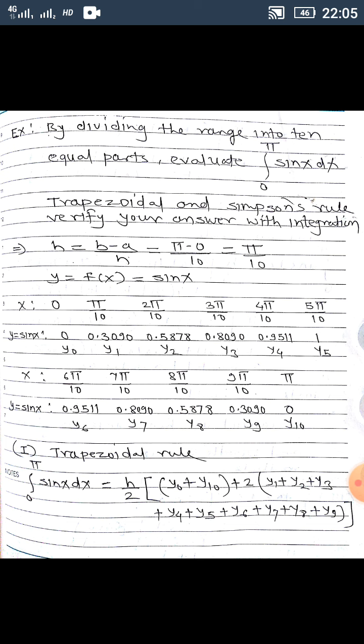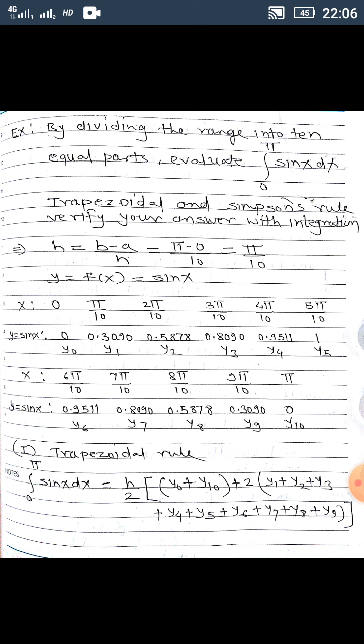Some answers will be repeated here because it is symmetric. So sin 8 pi by 10 is 0.5878, sin 9 pi by 10 is 0.3090, and sin pi is 0. So for different x values from 0 to pi, we get different y values after substituting. First is y0, y1, y2, y3, y4, y5, y6, y7, y8, y9, y10. We can name them like this.